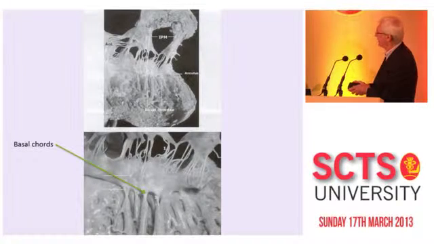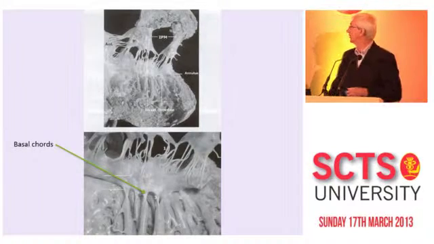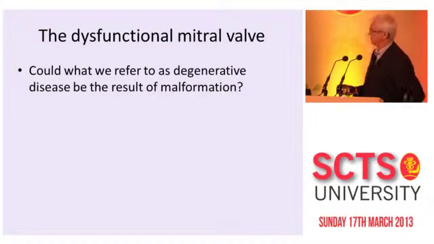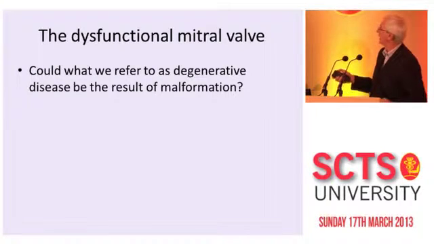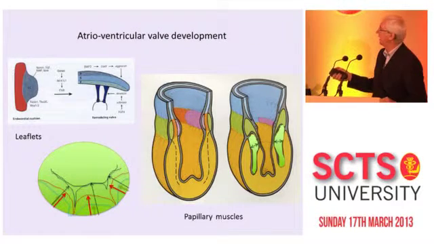Here is the tertiary cords, the basal cords inserting into the base of the valve, right in the ventricular wall there. These are part of the ventricular support in the non-compacted part of the myocardium. So let's think a little bit about the dysfunctional valve before I finish. Could what we refer to as degenerative disease be the result of malformation? Well, just remember how this is made.